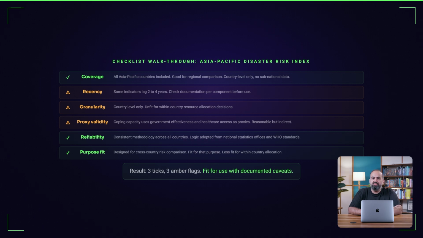Purpose fit. The index was designed for global risk comparison. It is fit for cross-country prioritization decisions. Less fit for within-country resource allocation. This checklist is not a formality, it is the habit that separates an analyst who overclaims from one who can be trusted.